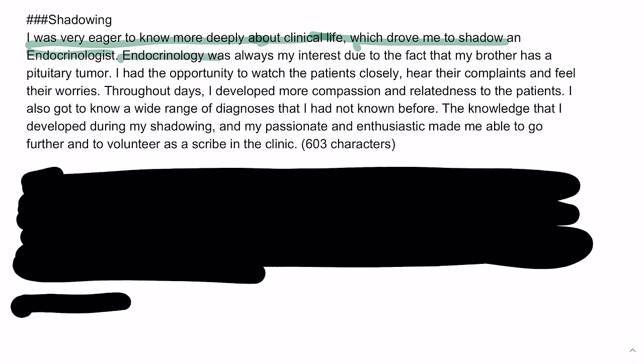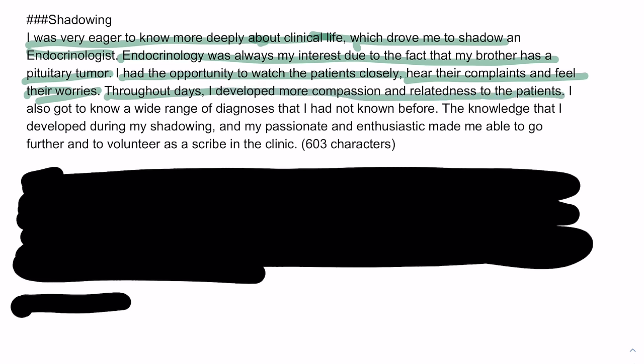"Endocrinology was always my interest due to the fact that my brother has a pituitary tumor." Okay, a little bit of personal information I think is great. "I had the opportunity to watch the patients closely, hear their complaints, and feel their worries." So again, that's a basic idea of what shadowing is. You get to hear things and experience the whole visit. So not super helpful.